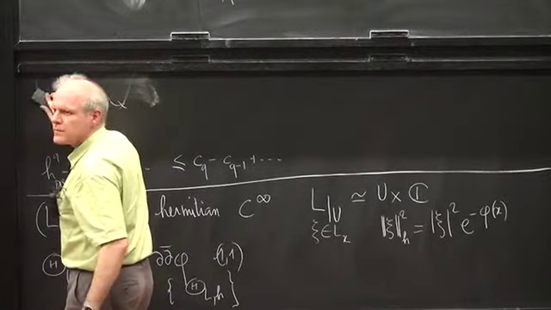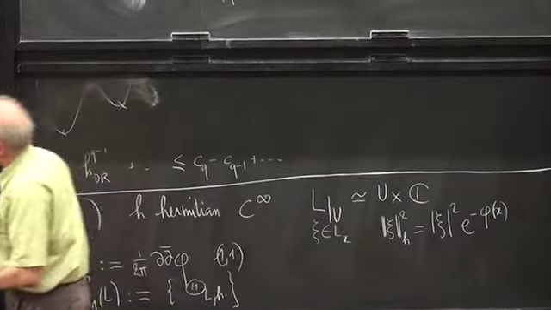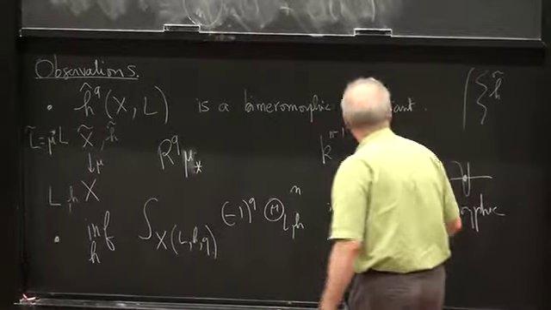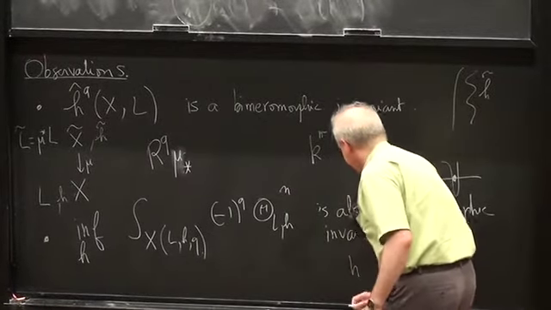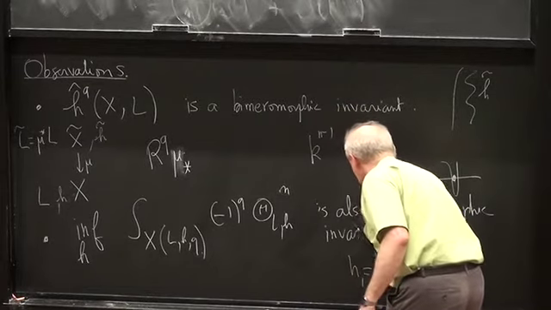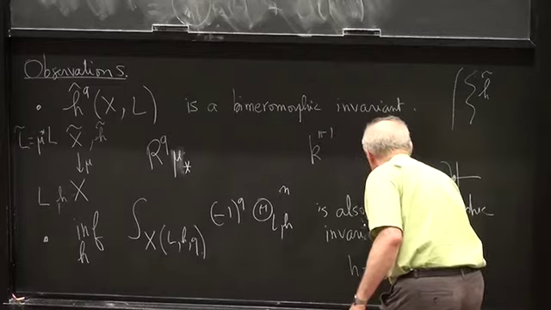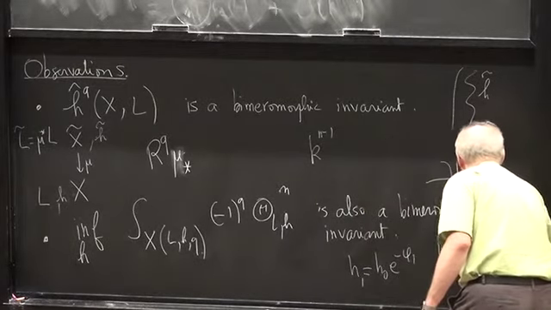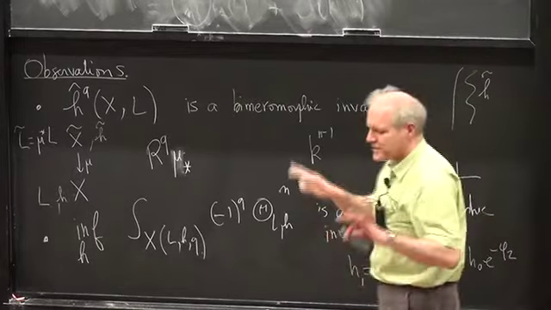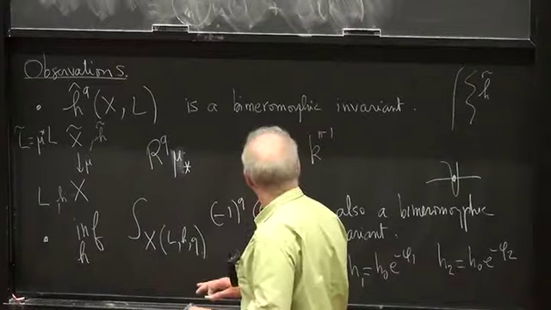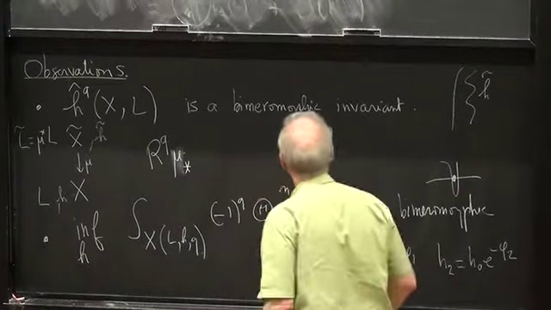How does plurisubharmonicity enter here? There's no assumption on any positivity. If you have two metrics, H1, which is given in terms of a fixed metric by some weight, P1, and H2, which is given by a weight P2, the standard way of patching plurisubharmonic functions is to replace by the max of P1, P2.